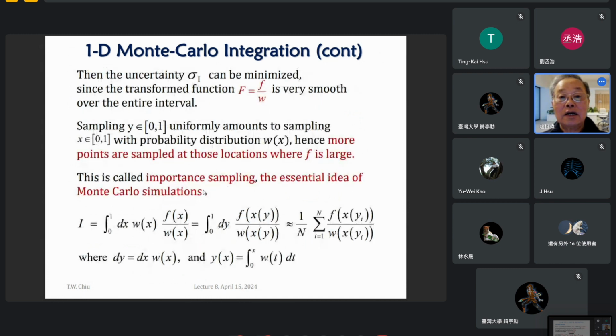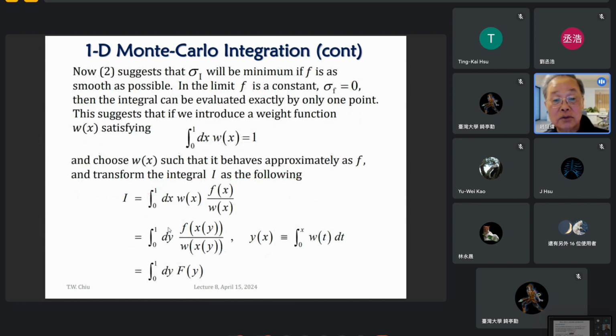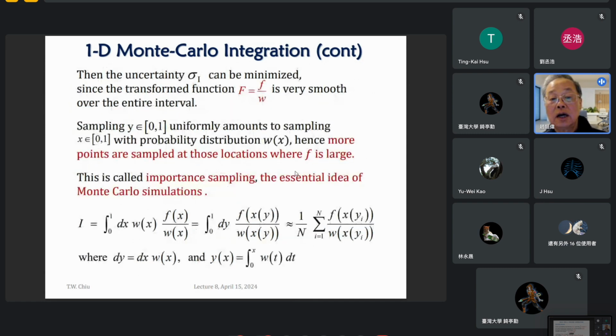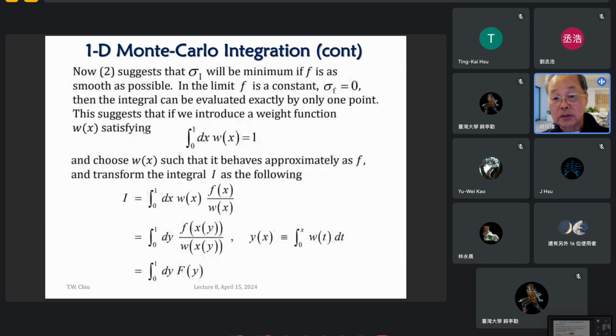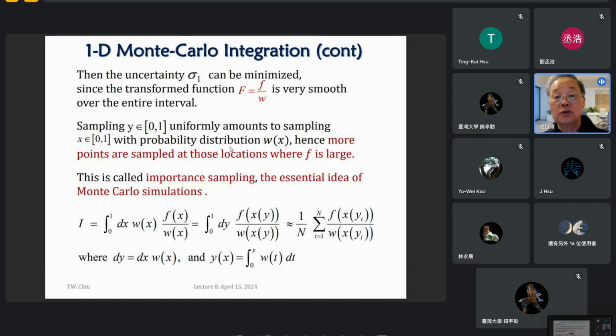Now, the uncertainty of sigma can be minimized because the transformed function is very smooth over the entire interval. So sampling y from 0 to 1 uniformly amounts to sampling x between 0 and 1 with the probability distribution Wx. You look at this, because dy is equal to dx Wx. So y has probability distribution function 1, and x has the probability distribution Wx. So that means y is uniformly distributed from 0 to 1. But with this expression, if you can solve x in terms of y, then the x will be distributed according to the distribution Wx.